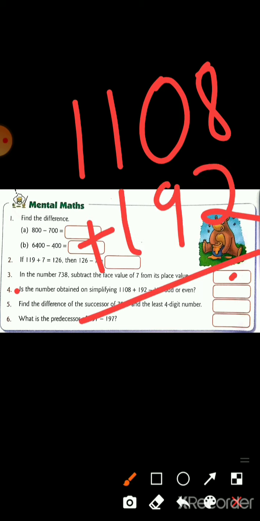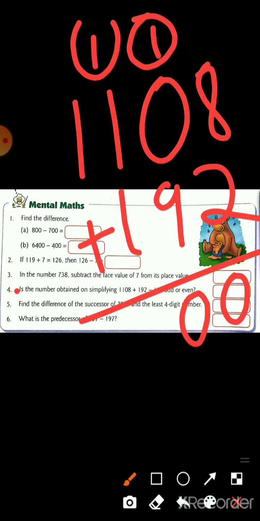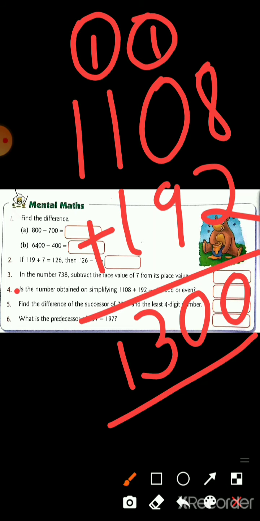So 8 plus 2 is 10, so 1 is carried over. 1 plus 9 is again 10, so 1 again is carried over. 1 plus 1 is 3, and this is 1. So it is 1300.